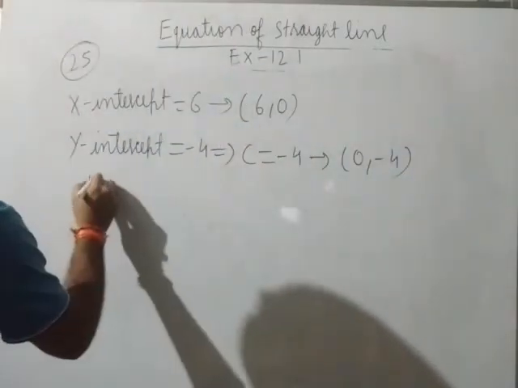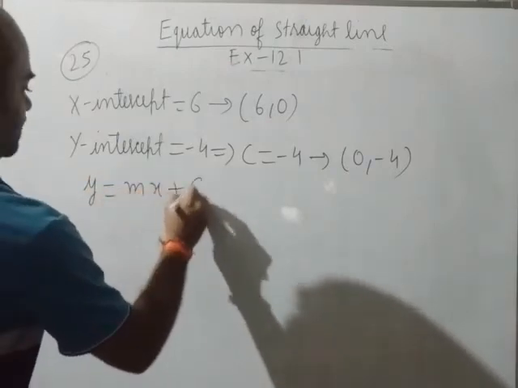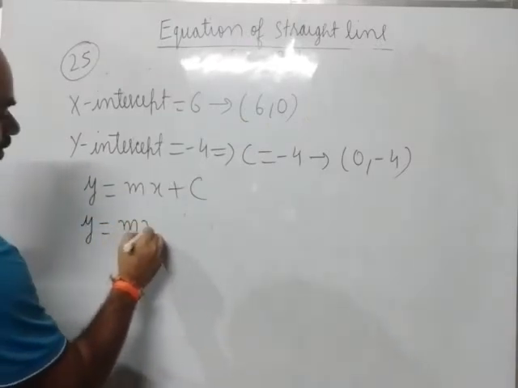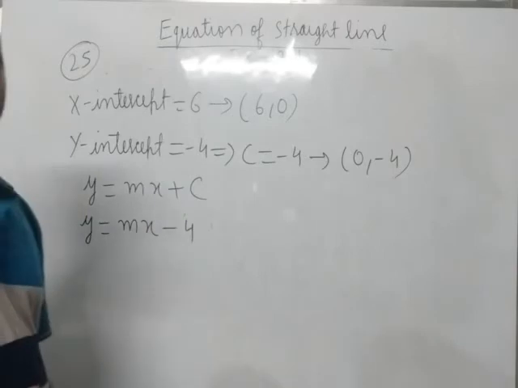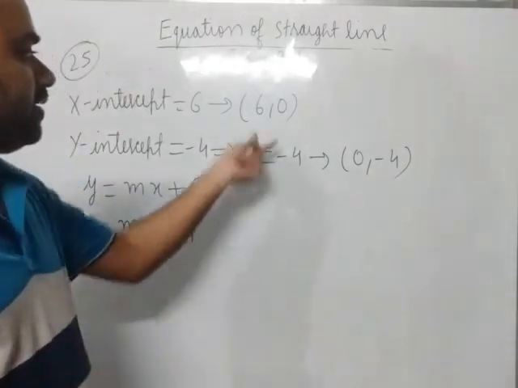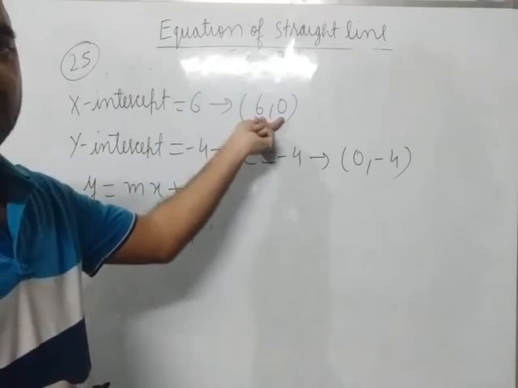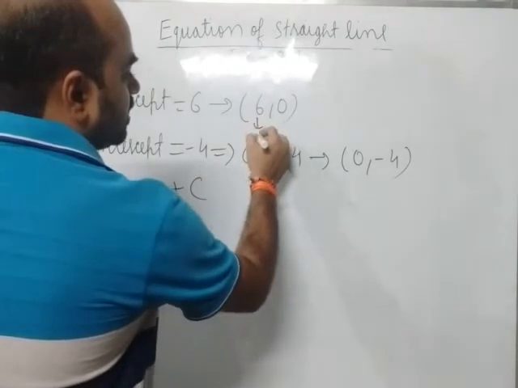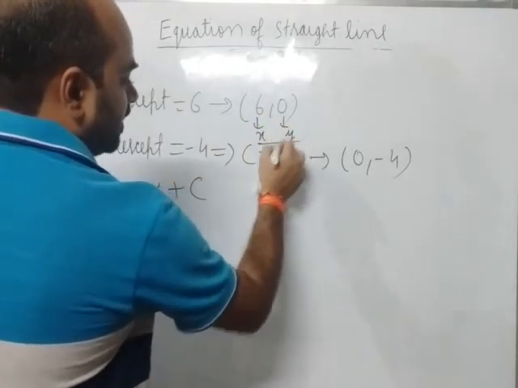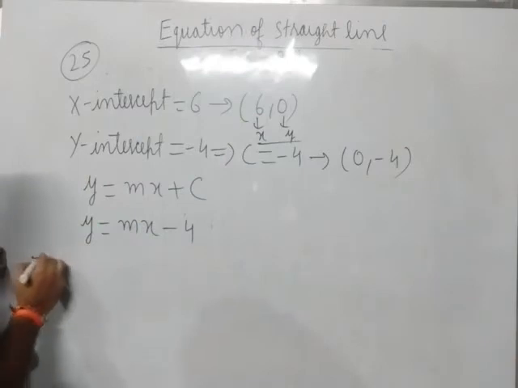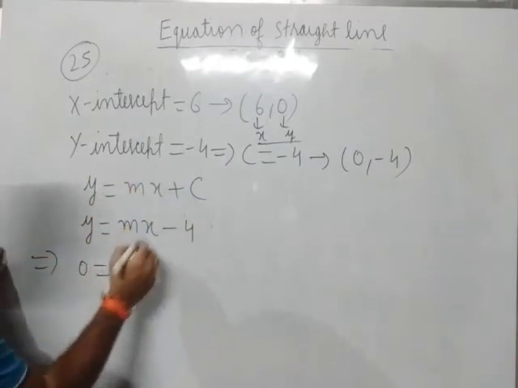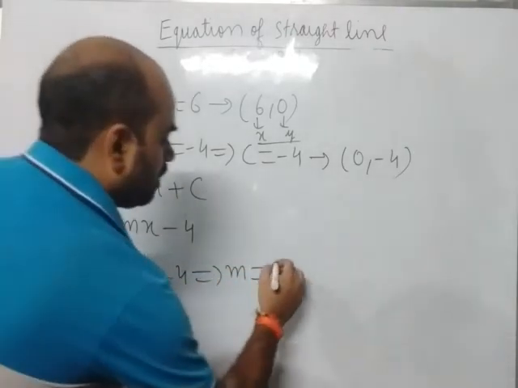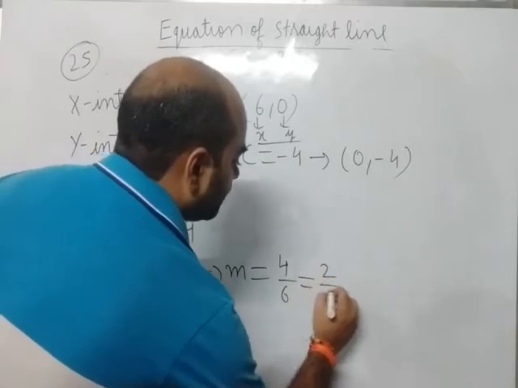Now we can apply the form y equals mx plus c. Here c is given as -4. Now we can satisfy this point in the equation. Here x is 6 and y is 0. Does (6, 0) satisfy it? Y is 0, x is 6. It means m will be 4 by 6, which is 2 by 3.